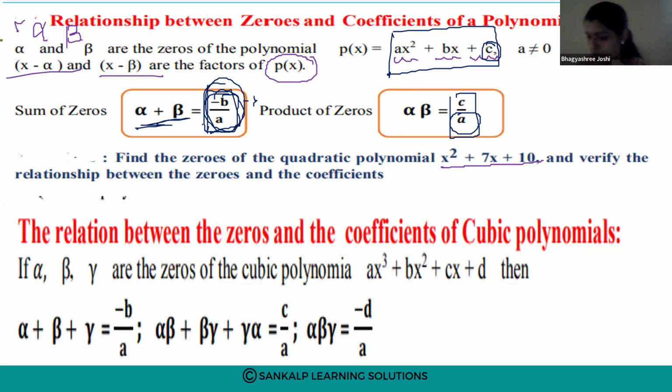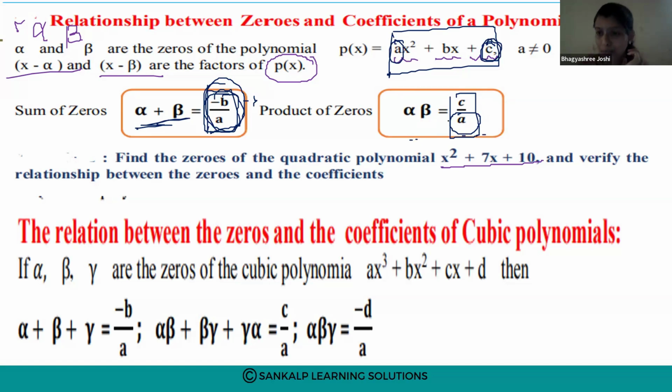Okay. Product of zeros. Product of zeros means what? Alpha into beta. So here you multiply the zeros. Alpha into beta is equal to... If you do alpha into beta, whatever value you get, that value is equal to C divided by A. C means what? Constant term divided by the coefficient of x square. When you divide, the value you get, both values are the same. So this relation tells us alpha into beta is equal to C divided by A.